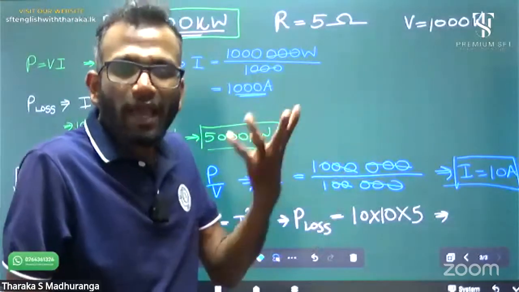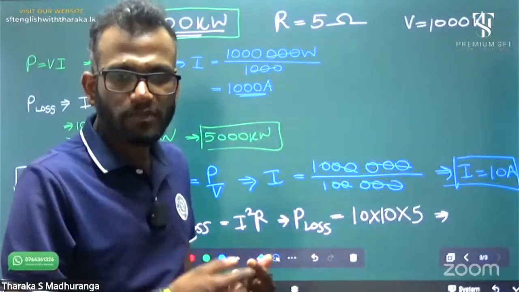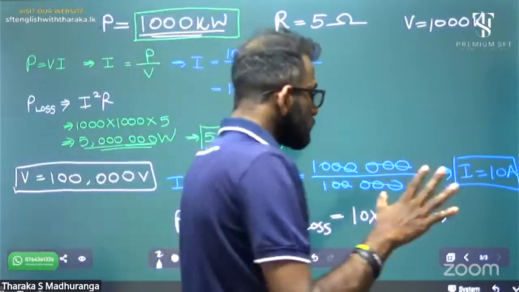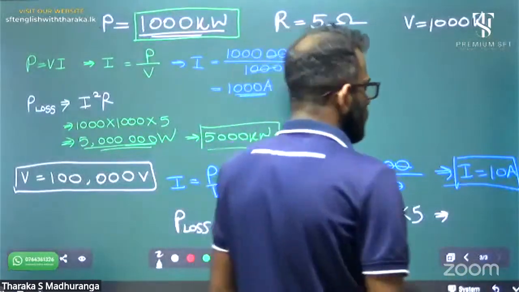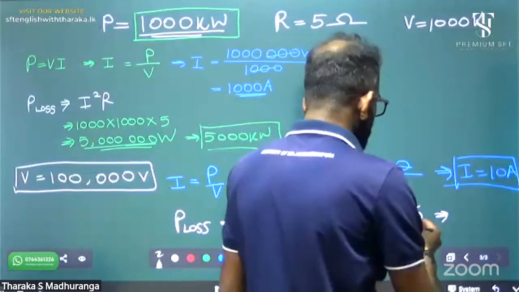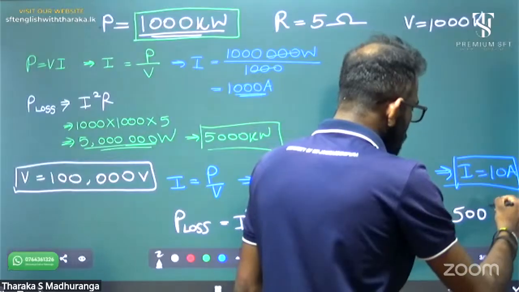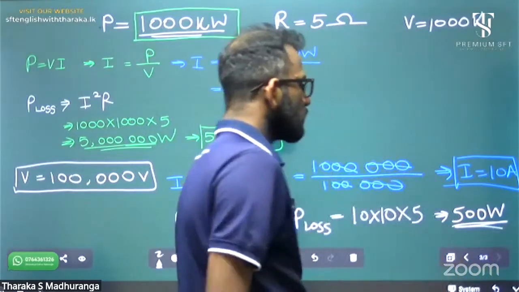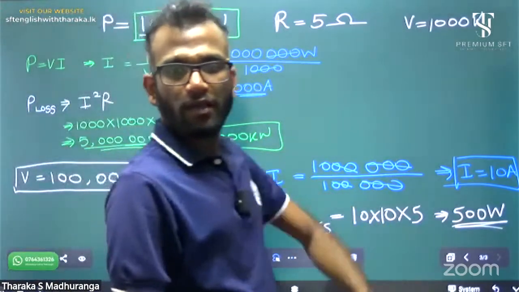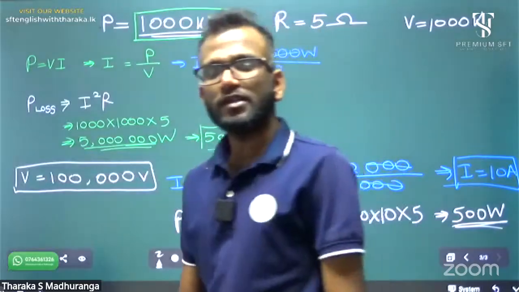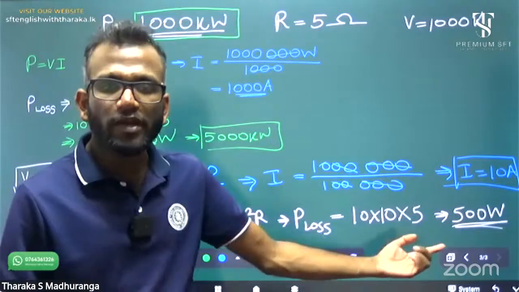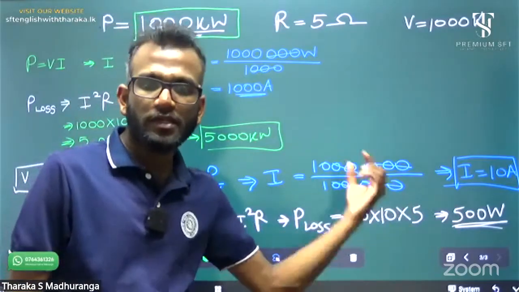Every conductor has some resistance, right? Therefore, we can't stop the loss, but we can reduce the heat loss by increasing to higher voltage using step up transformers. Now it is only 500 watt. How much do we transmit? 1000 kilowatt. Only 500 watt is the power lost. Yeah, it's like magic, right?